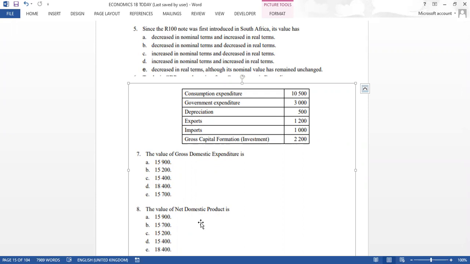So now it's gross domestic product minus depreciation. For us to get the gross domestic product, we are now including the foreign sector. So we're now including X minus M. On top of 15.7, we're going to say plus 1,200 of exports minus 1,000 of imports, which basically gives you a net plus of 200. So the 15.7 plus 200 gives you 15.9, minus depreciation of 500, which gives you a net domestic product of 15.4, which is option D.